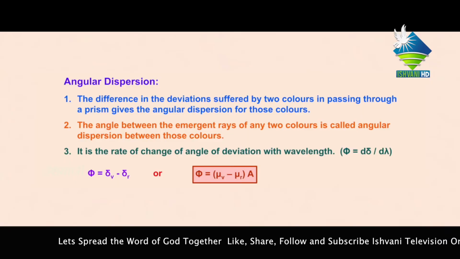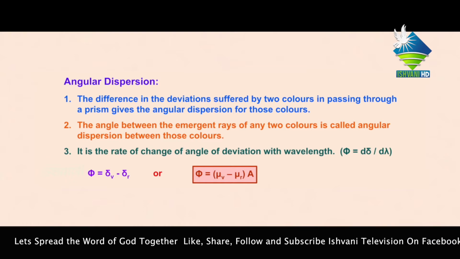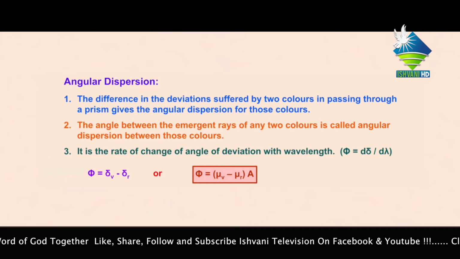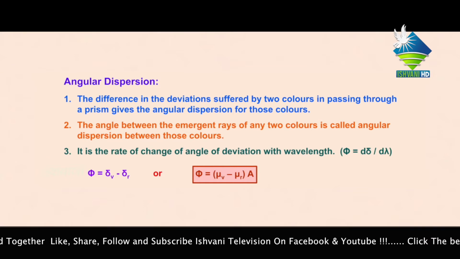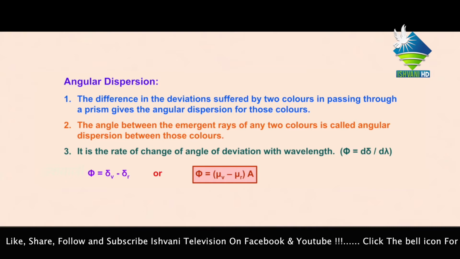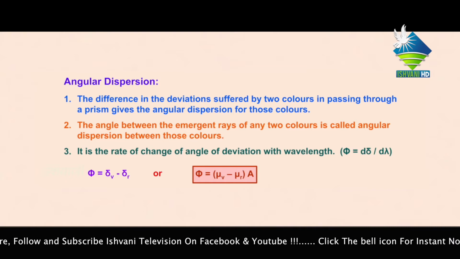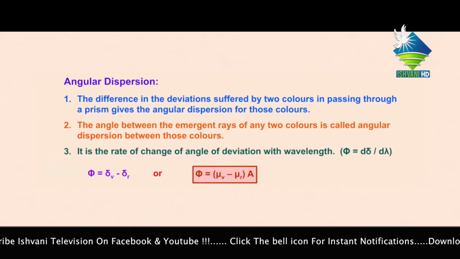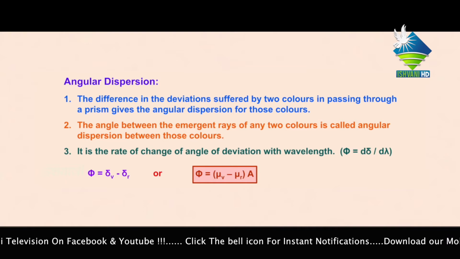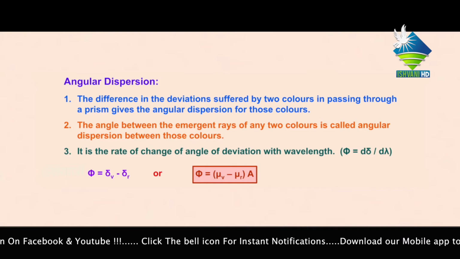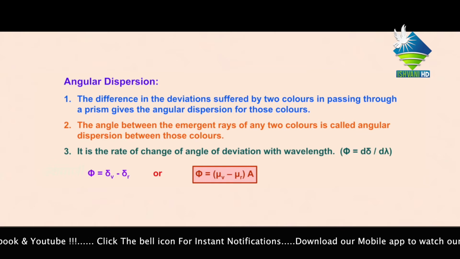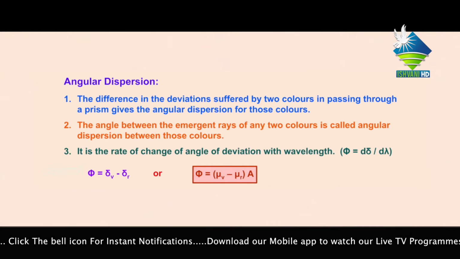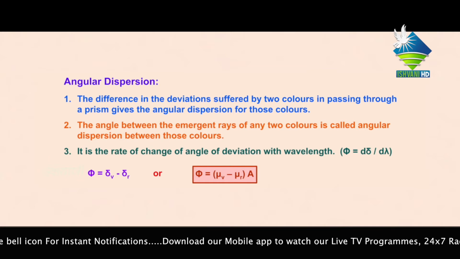The difference in the angle of deviation for violet and red is called angular dispersion. The difference in the deviation suffered by the two colors in passing through a prism gives the angular dispersion for those colors. Second, the angle between the emergent rays of any two colors is called angular dispersion between those colors. Third, it is the rate of change of deviation with wavelength.